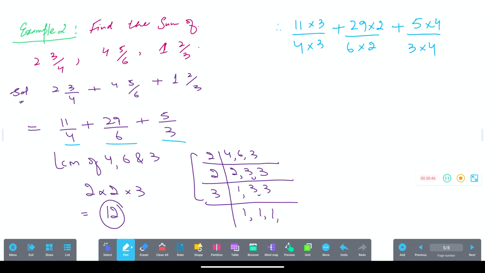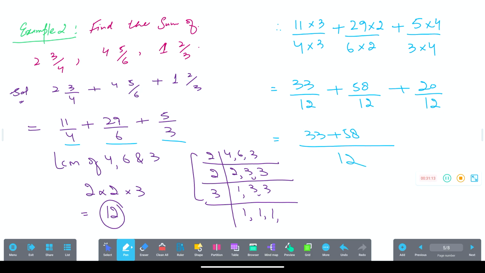So that's equal to 11 3s are 33 by 4 3s are 12, plus 29 into 2 is 58 divided by 12, plus 5 4s are 20 divided by 12. Now you can see they all are like fractions. Now how to add them? Keep the denominator the same as 12 and add the numerators. 33 plus 58 plus 20.